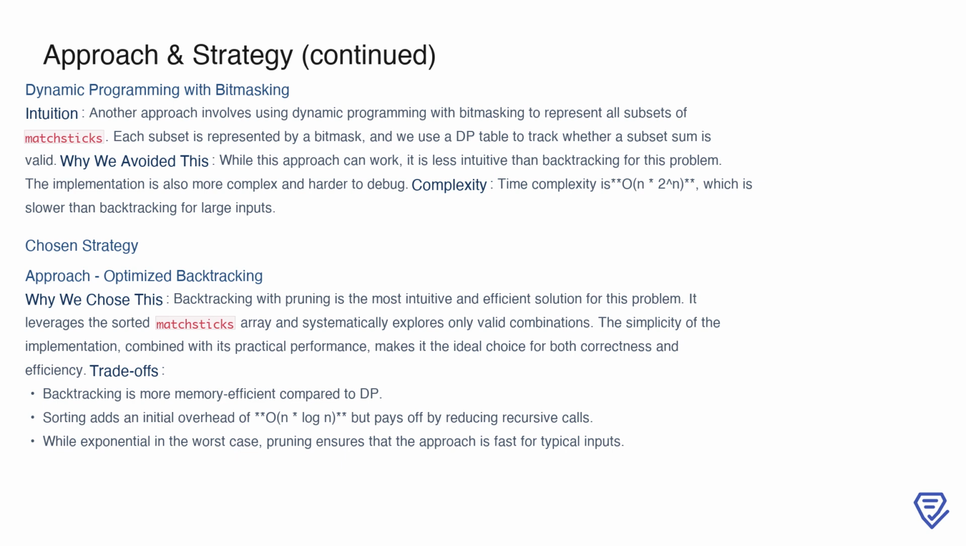Additionally, the time complexity of this approach is n times 2 to the power of n, which is slower than backtracking for larger inputs. Given these factors, we opted not to pursue this method further. Instead, we chose the optimized backtracking approach because it strikes a better balance between simplicity, efficiency, and practical performance. Sorting the matchsticks and pruning invalid paths early make backtracking the most effective strategy for solving this problem.